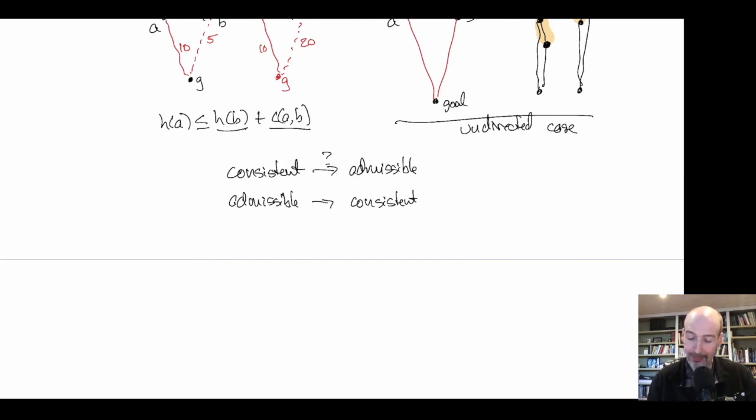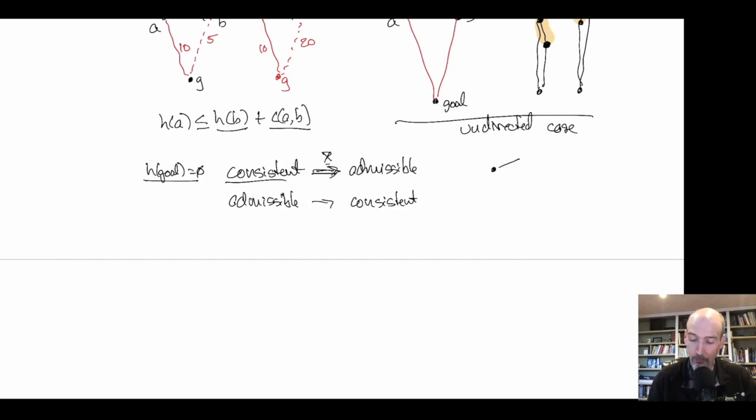So consistency and admissibility require one other thing. This requires that h of the goal is equal to 0. If h of the goal is equal to 0 and the heuristic is consistent, then we can guarantee, and that's not a question, it is a statement, that the heuristic will then be admissible. The way we can see this is fairly straightforward. We'll look at the undirected case, but the directed case follows in the same way. The heuristic at the goal is admissible.